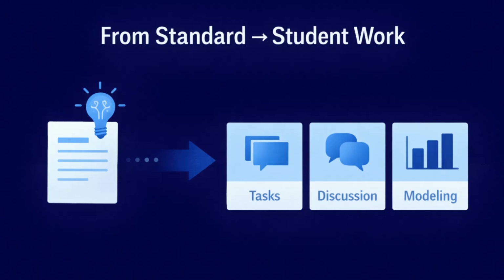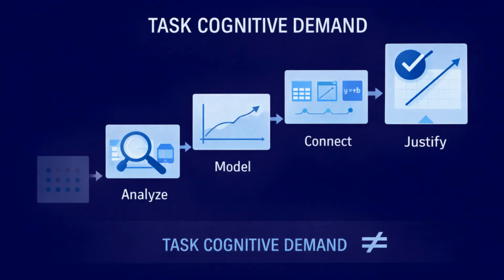Once the thinking demanded by the standard is clear, the next question is not what activity to use, but what kind of work students must engage in to develop that thinking. This is where task cognitive demand becomes essential. Many standards in grades 6 through 12 require students to analyze situations, model relationships, connect representations, and justify conclusions. That level of thinking will not develop through low-demand practice, even if the topic matches the standard.